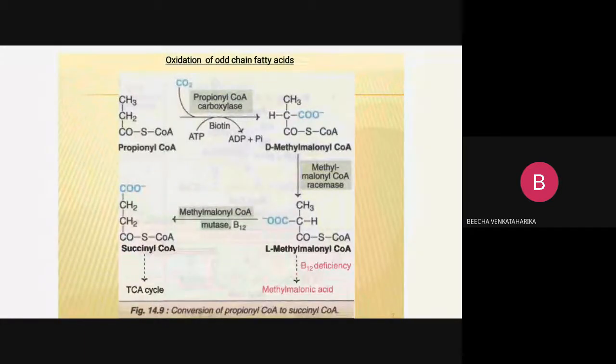If it is an even chain, no problem. If it is an odd chain, the resultant end compound is propanyl CoA, a 3-carbon compound. That propanyl CoA is converted into D-methylmalonyl CoA. The D-methylmalonyl CoA is converted into L-methylmalonyl CoA. That L-methylmalonyl CoA converts into succinyl CoA. Then succinyl CoA enters into the TCA cycle for its complete oxidation. In this way, energy is released completely.